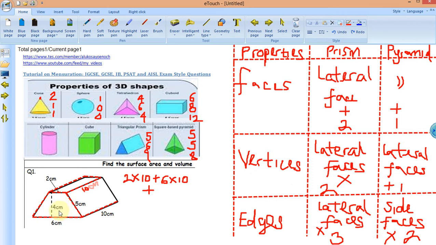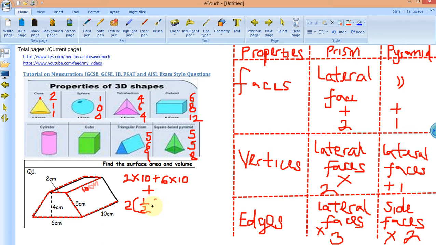You have half times the sum of the parallel sides times the height. And there are 2 of them, so let me put 2 here. Since we have 2 of it, I just want to multiply it through because they are similar. Half times the sum of the parallel sides, half into (a plus b), times the height.